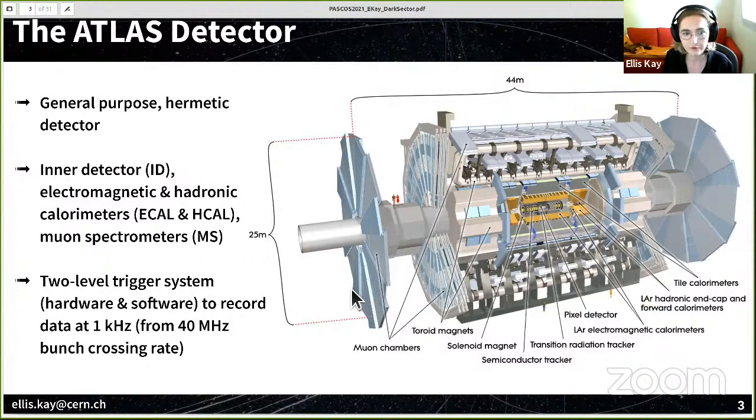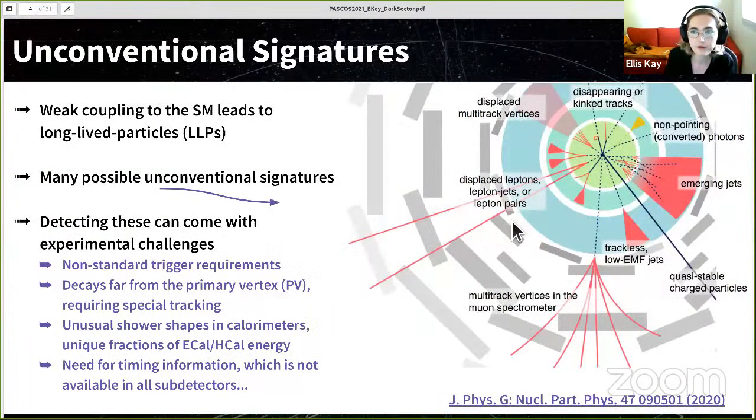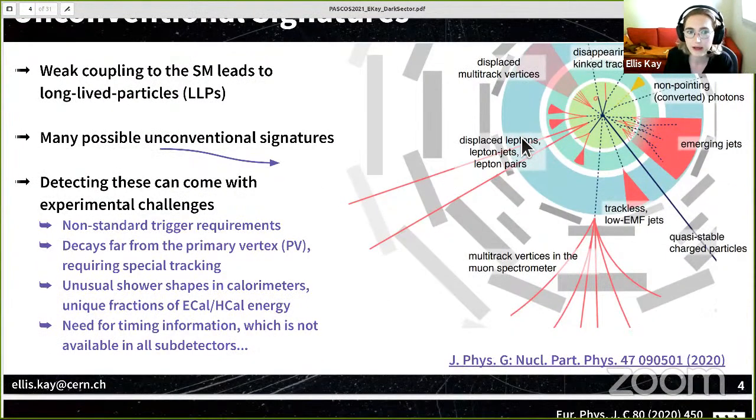And another notable feature is that we have a two-level hardware and software trigger, which reduces the 40 megahertz bunch crossing rate of the protons to a manageable data rate of 1 kilohertz. So now if we just look at a cross section of the ATLAS detector on the right, I want to show what some of these unconventional signatures can look like. And in particular, if we have weak couplings to the standard model, then this can lead to long-lived particles, which themselves can give a lot of these unconventional signatures.